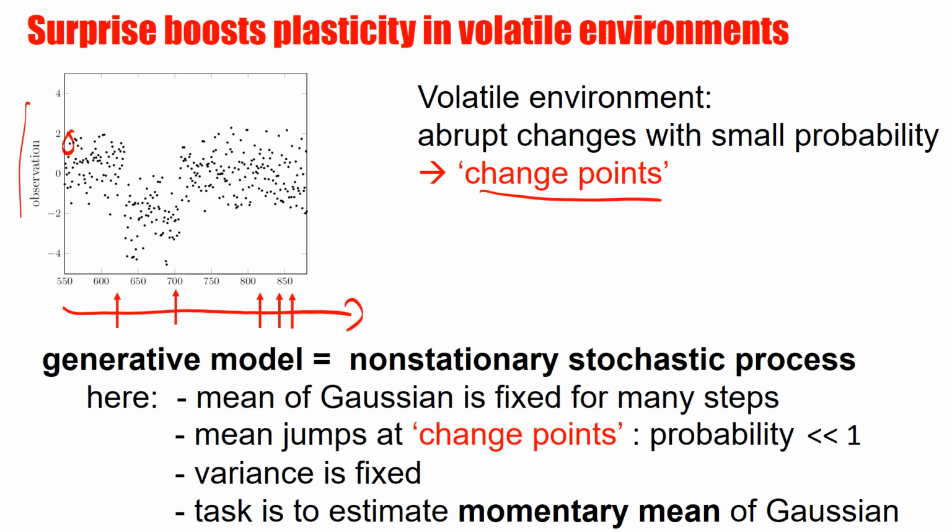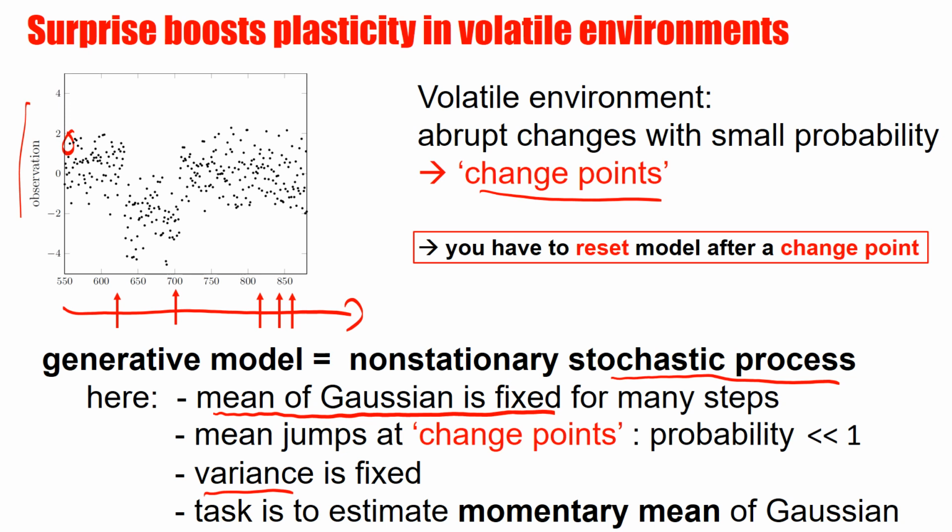So how did I generate these black dots? Well, it's a non-stationary stochastic process. The idea here is that they are drawn from a Gaussian distribution. The mean of the Gaussian is fixed for many steps, but then the mean jumps at the change points with very small probability. The variance is fixed. And the task I gave you implicitly was to estimate the momentary mean of this Gaussian.